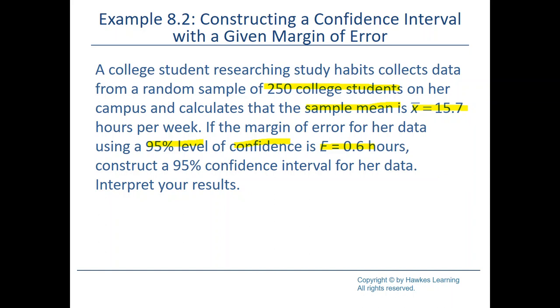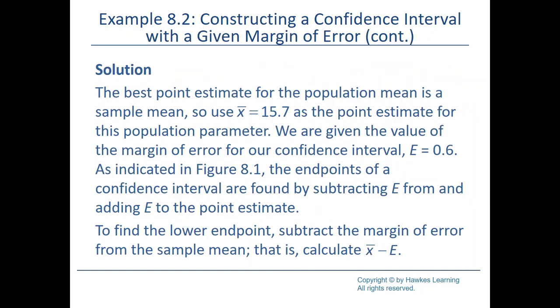Now not everything that I've highlighted is going to be used here, but what is going to be used is we need to find our point estimator, whatever that might be. We're going to take that point estimator and add and subtract our margin of error, because we have to figure out what our interval is. We have to have a low and a high when we talk about intervals. The best point estimator for a population mean is going to be a sample mean. So we're going to take that sample mean of 15.7 to be the point estimator for the population. And we were already given our margin of error. They told us our E was 0.6.